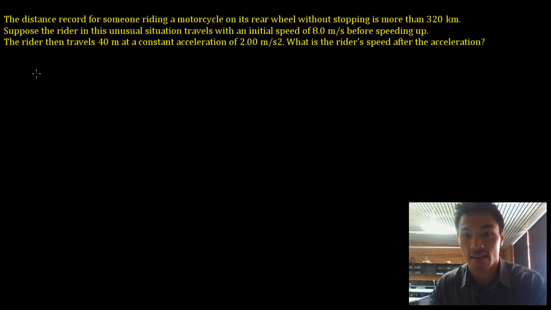Okay, question 7. This one is talking about a person riding a motorcycle doing a wheelie, and they're saying that someone who can do a wheelie can go more than 320 kilometers. Let's look at a particular example. Let's get right into it.